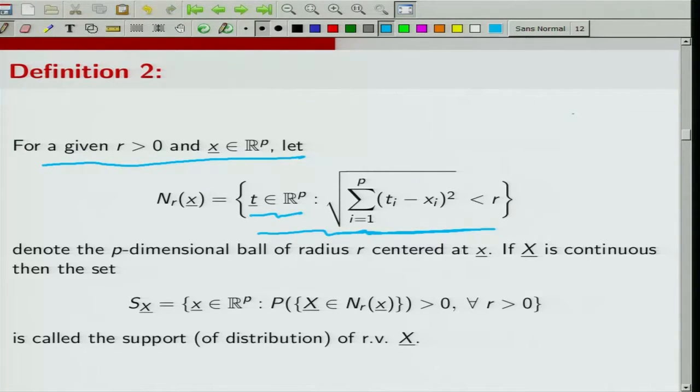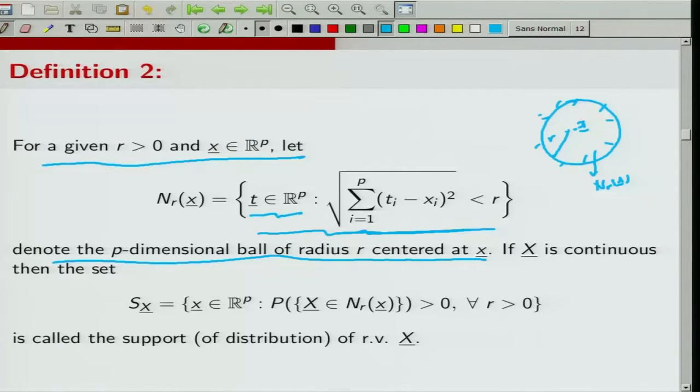If you look at it in R^2, it would be like this. So, this is your x, this is your r, and these boundaries are not included because it is strictly less than r. So, this is what your N_r(x) is. We also sometimes call it a neighborhood of radius r centered at x, or a p dimensional ball of radius r centered at x.